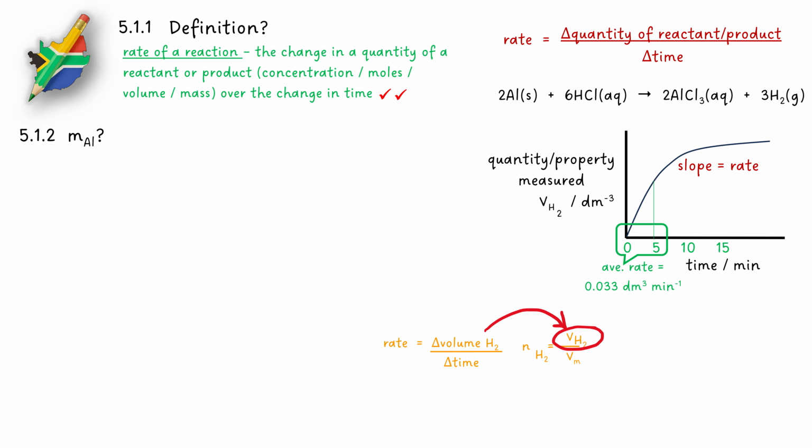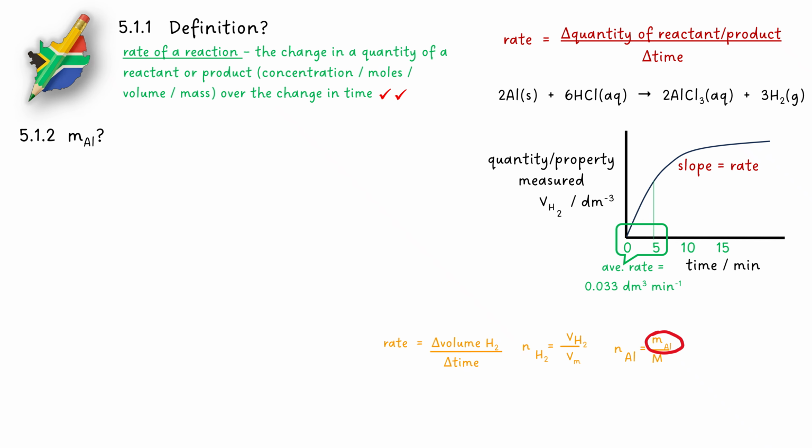We can then use this volume and divide it by the given molar gas volume to calculate the moles of hydrogen gas produced under these conditions. Then, using the balanced equation, we can work from the moles of hydrogen to a moles of aluminium. And then we can determine the mass of aluminium, since we can work out its molar mass.